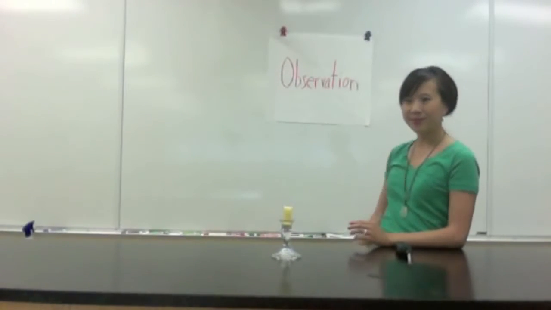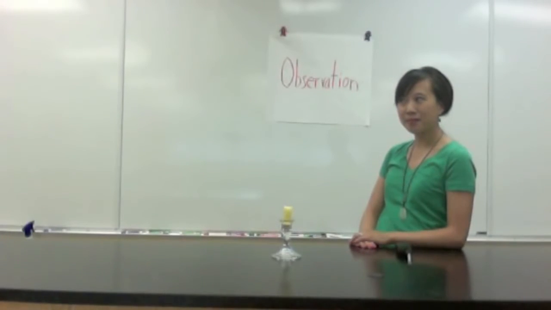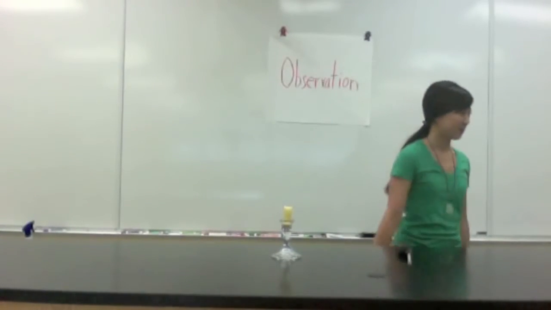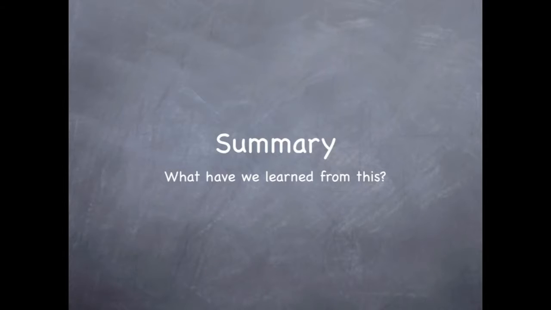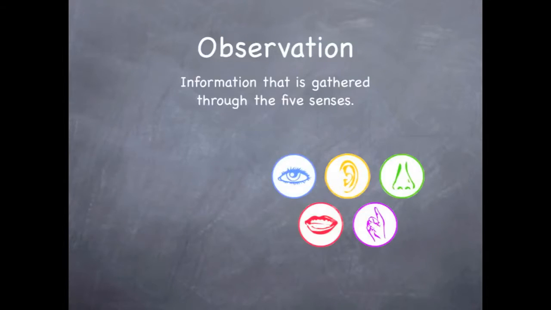Observation. So let's take a look at what we have learned from this. We learned two new vocabulary words. The first vocabulary word is observation. Observations are information that is gathered through the five senses, including sight, smell, touch, taste, and hearing.